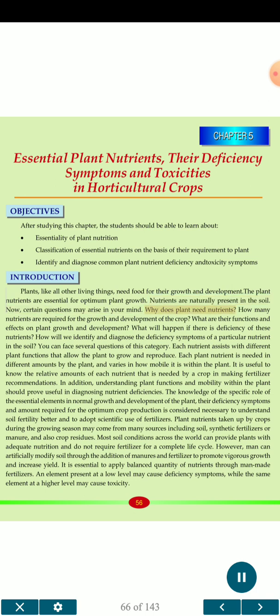Why does plant need nutrients? How many nutrients are required for the growth and development of the crop? What are their functions and effects on plant growth and development? What will happen if there is deficiency of these nutrients? How will we identify and diagnose the deficiency symptoms of a particular nutrient in the soil? You can face several questions of this category.